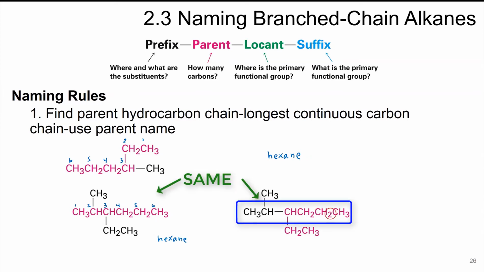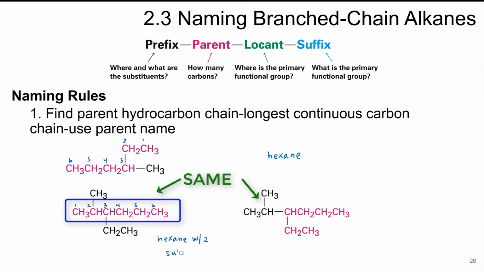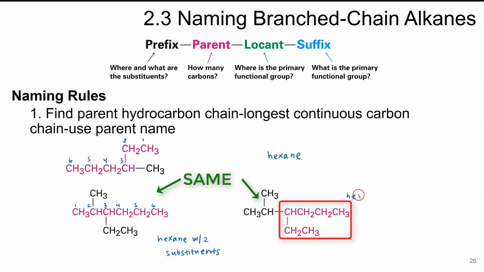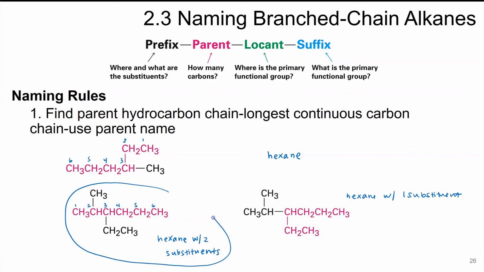This longest carbon chain here, but we want to maximize the number of functional groups. This would be a hexane with 2 substituents, while this one is a hexane with 1 substituent. Intuitively, it would seem like this would make more sense to streamline or make it simpler, but this is the preferred version.